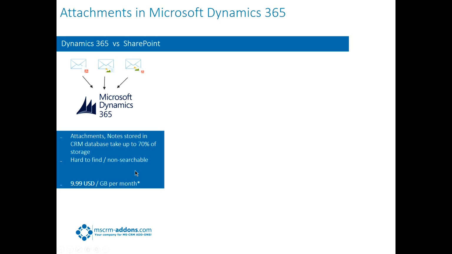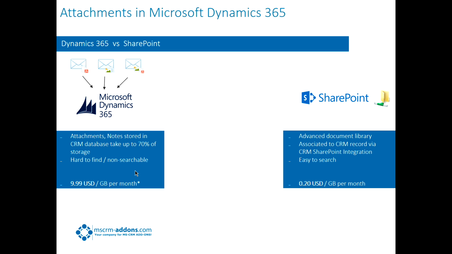For Dynamics 365, all your attachments and notes are stored inside of your CRM database, and we usually find with a lot of our customers that it takes up about 70% of their storage capacity. It's also hard to find attachments, because you can't really search for them inside of CRM. Also, we've estimated that it's $9.99 per gig per month for extra storage, and that can add up quickly.